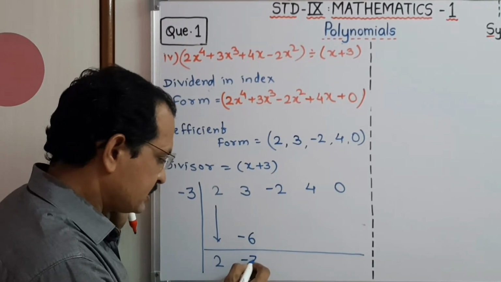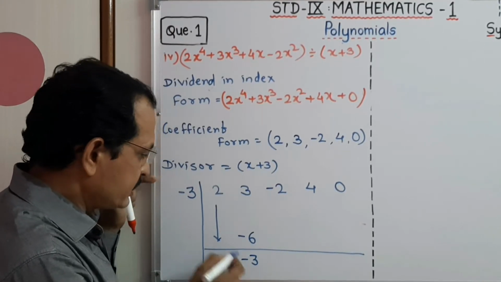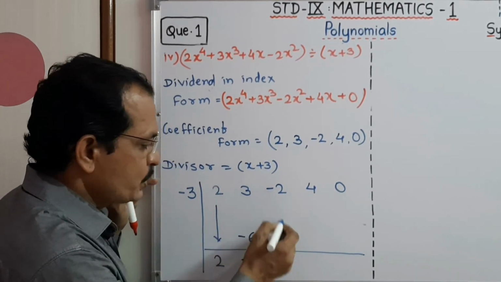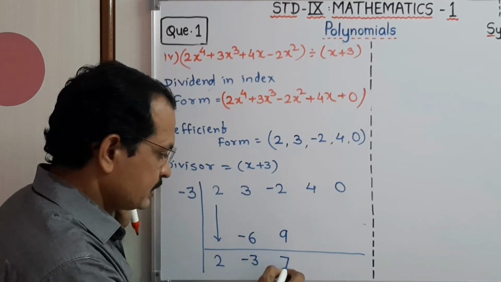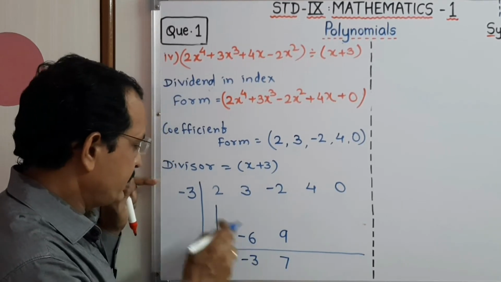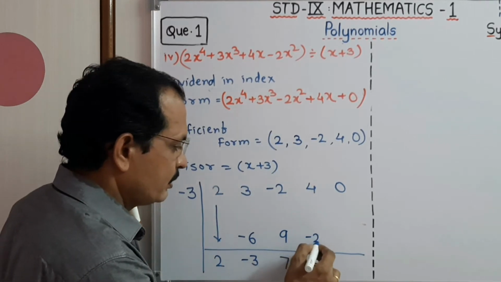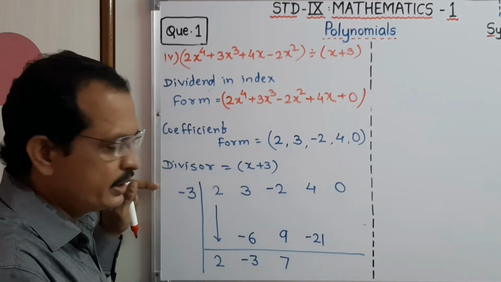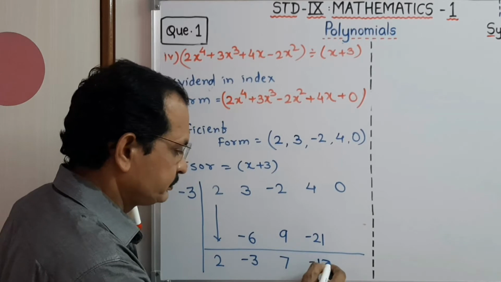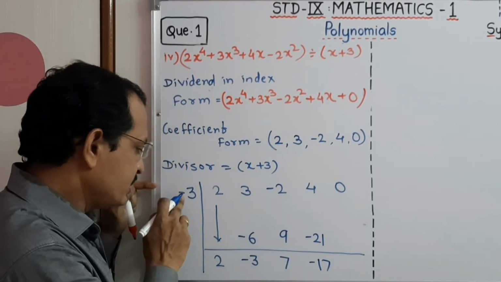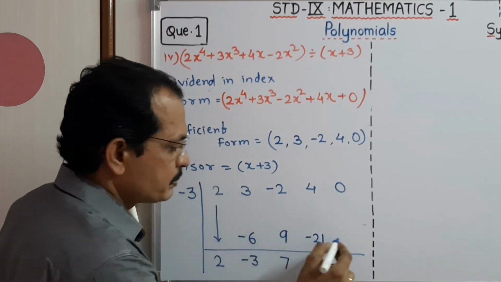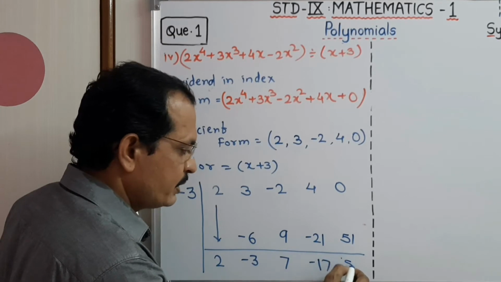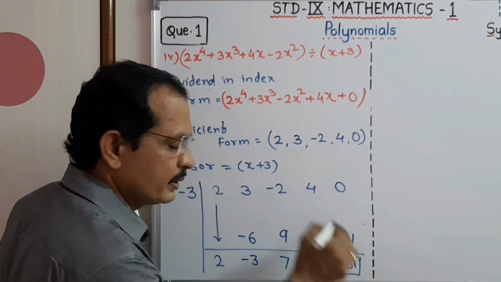It is minus 3. Now, dear student, minus 3 into minus 3, it is 9. Minus 2 and 9, it is 7. 7 threes are 21, minus 21, and this 4 and this minus 21, it is minus 17, and minus 3 into minus 17, it is plus 51. And dear student, this 51 is our remainder.